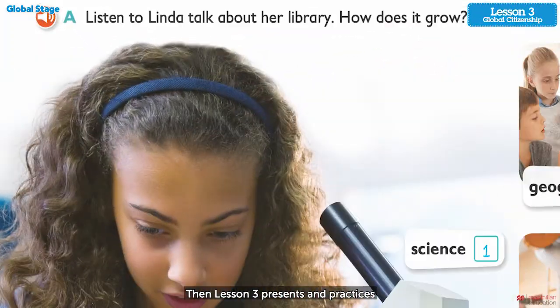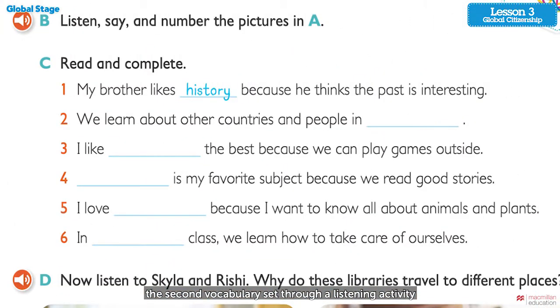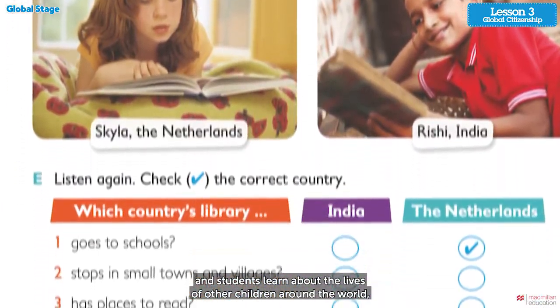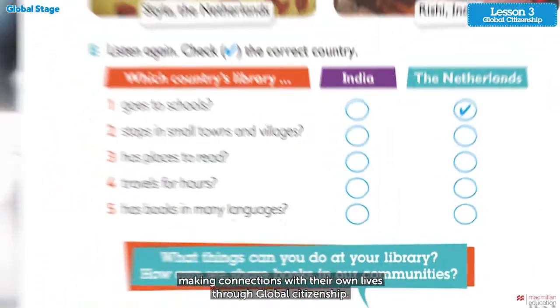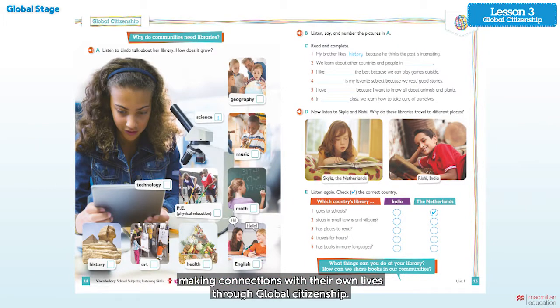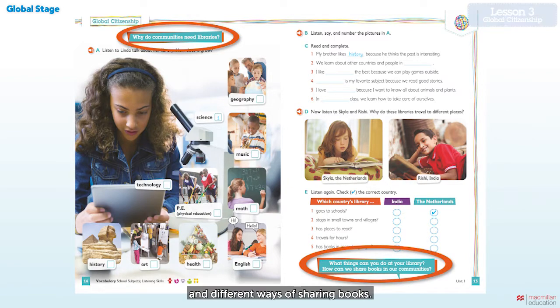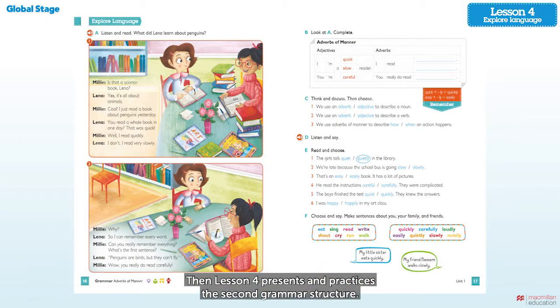Then Lesson 3 presents and practices the second vocabulary set through a listening activity, and students learn about the lives of other children around the world, making connections with their own lives through global citizenship. In this unit, students talk about how important books are in their communities and different ways of sharing books. Then Lesson 4 presents and practices the second grammar structure.